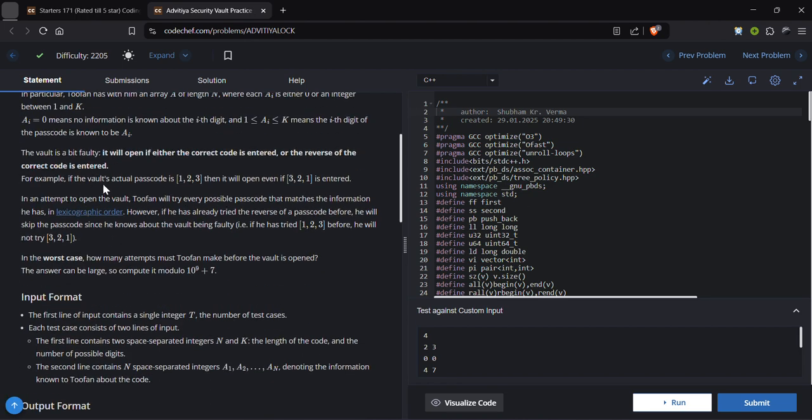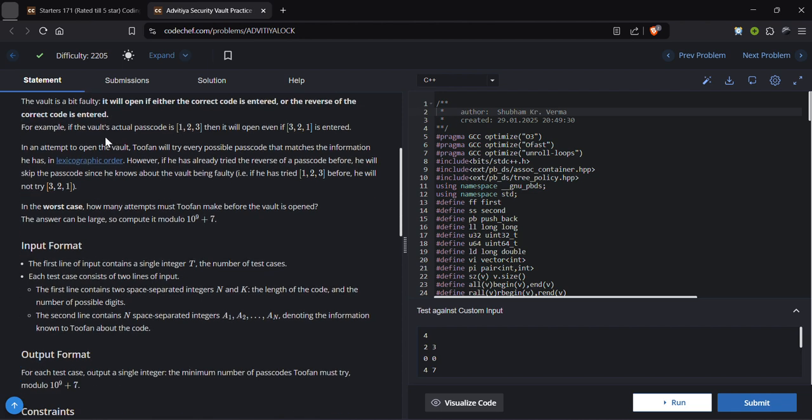The point is that the vault will open if either the correct code is entered or the reverse of that correct code is entered. He is trying every possible passcode that matches the information in lexicographical order. However, if he has already tried the reverse of a passcode, he will skip that passcode because he knows that it would be faulty, and we have to find how many attempts must be made.